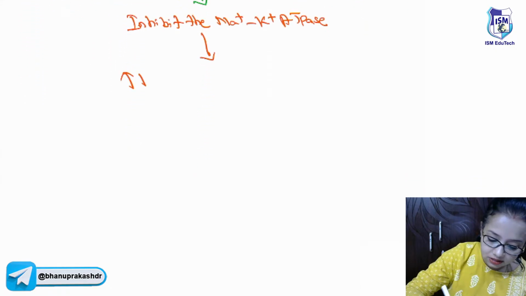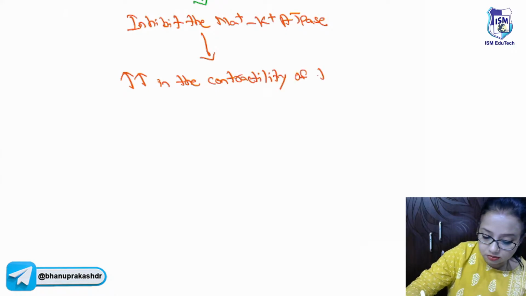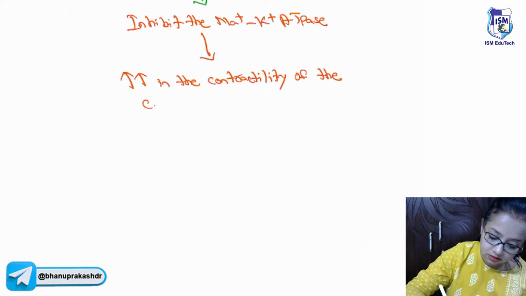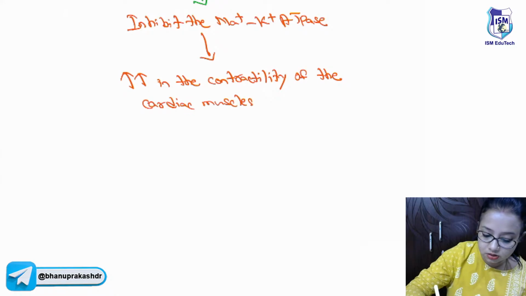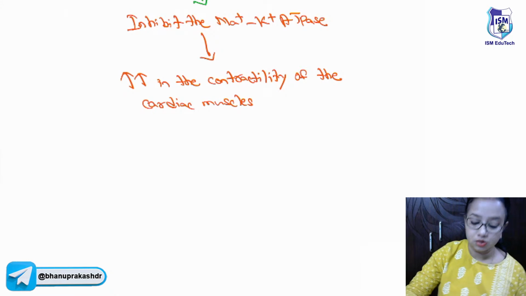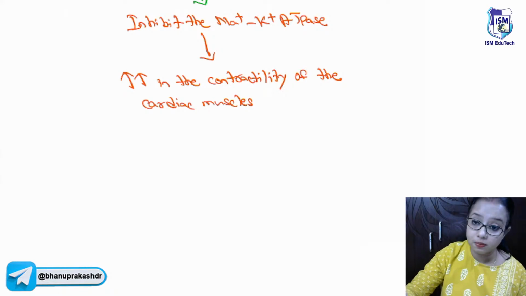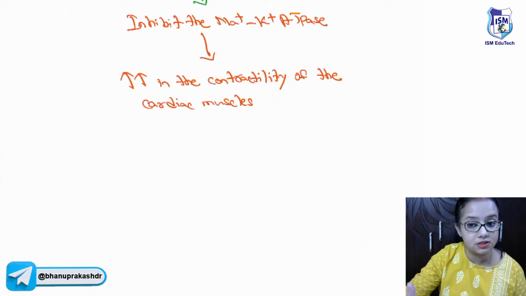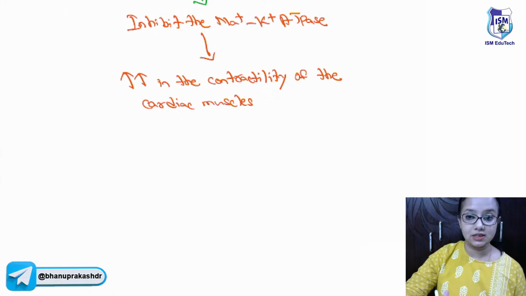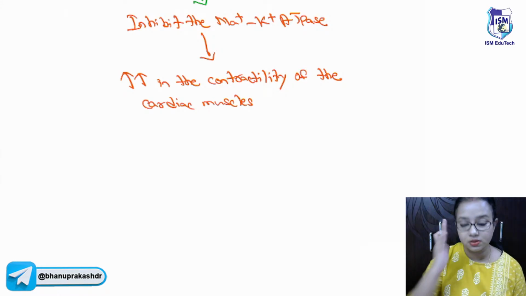There will be an increase in the contractility of the cardiac muscles. So it is used to prevent a failing heart. When the heart is pumping slow, the heart is weakening, the heart is almost going to stop pumping, that's when this kind of inhibitors are used so that the contractility is increased and the heart is stopped from failing.